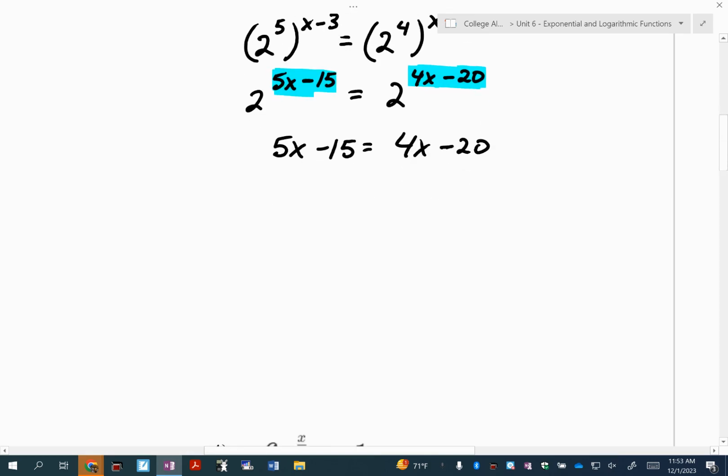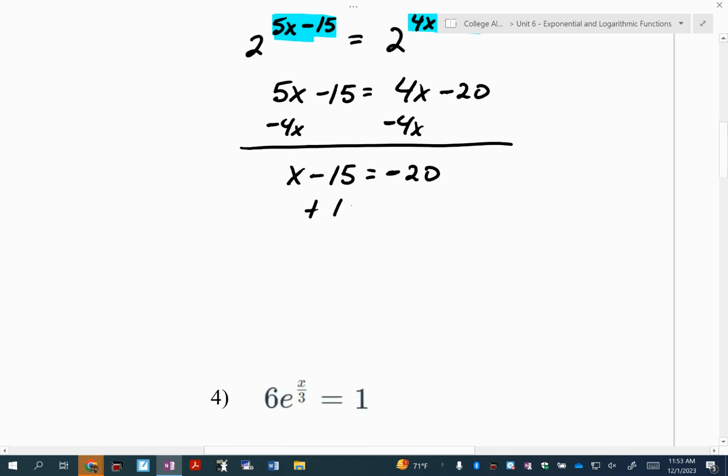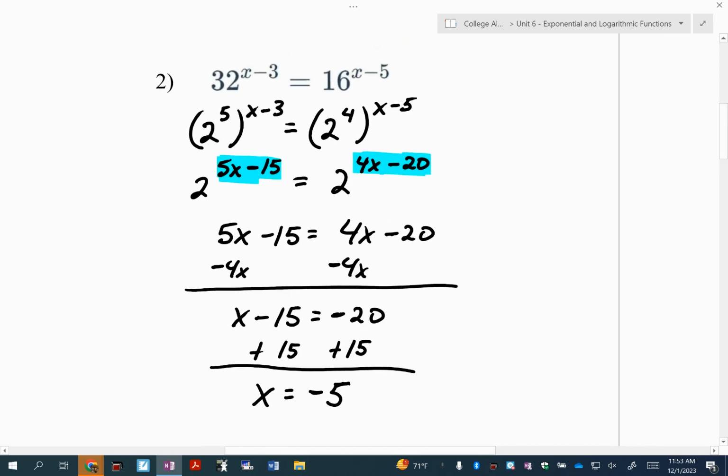I'm going to move the 4x over with subtraction. That leaves me with just x on the left side. Bring down everything else. Move the -15 over with addition. And I get x equals -5. So that's the first way of solving these exponential equations: you're hoping that you can rewrite the bases to be the same.